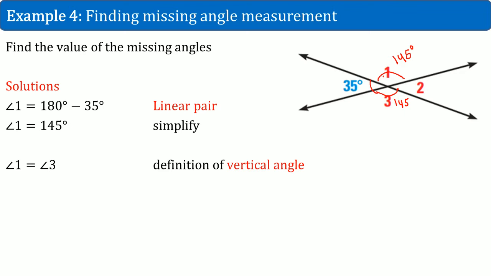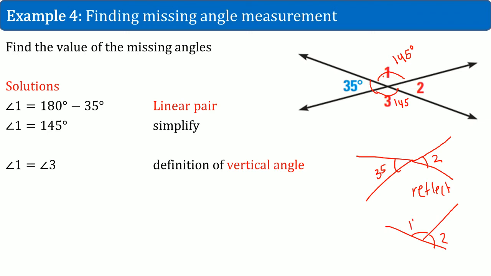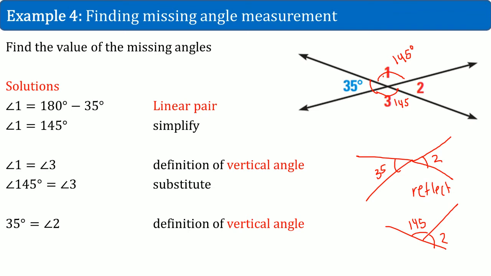What is angle 2? You can say that angle 2 is a reflection of 35, or you can say that angle 2 is a linear pair with angle 1, which is 145. Either way, angle 2 has to be 35. So you can either use linear pair or vertical angles to get the missing values.